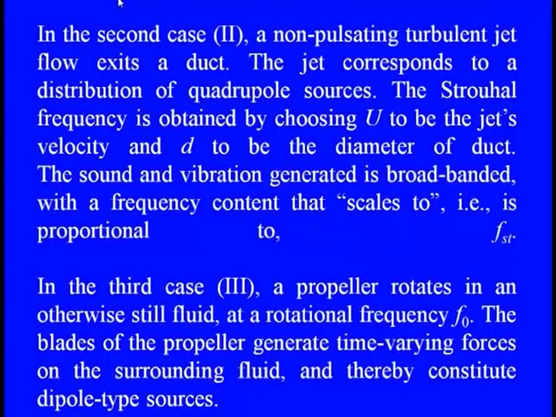We are also going to discuss the second case, which is a jet phenomenon in which non-pulsating turbulences are present, and when they pass through the duct, they can create quadrupole features because of the disturbance in the jet flow sources. And this Strouhal frequency can be obtained using the jet flow velocity and the diameter of the duct. And since it is a clear quadrupole feature, broadband frequency spectrums are obtained, and we need to find out how we can feature this in the scaling part.